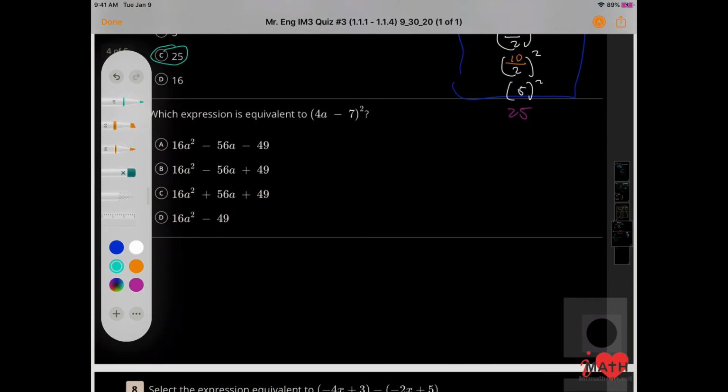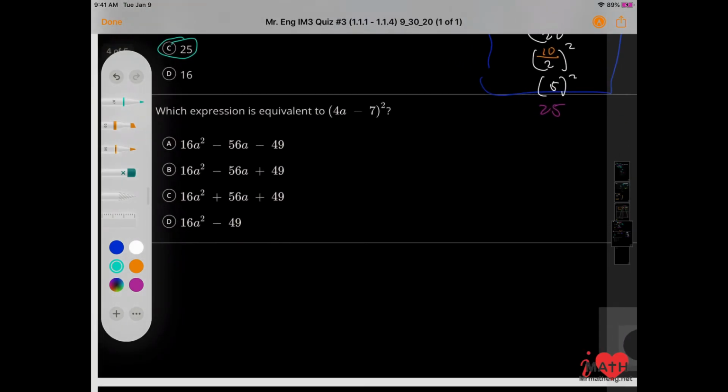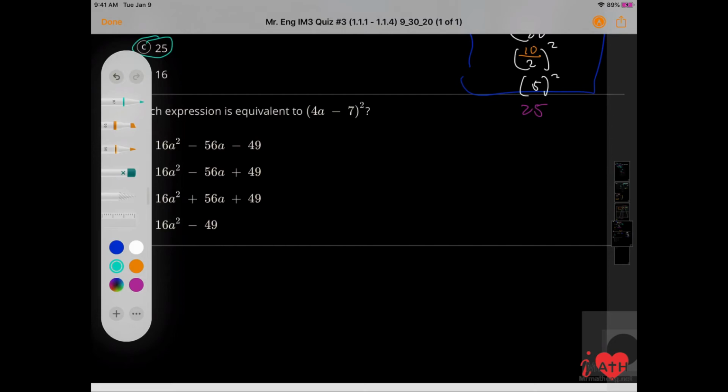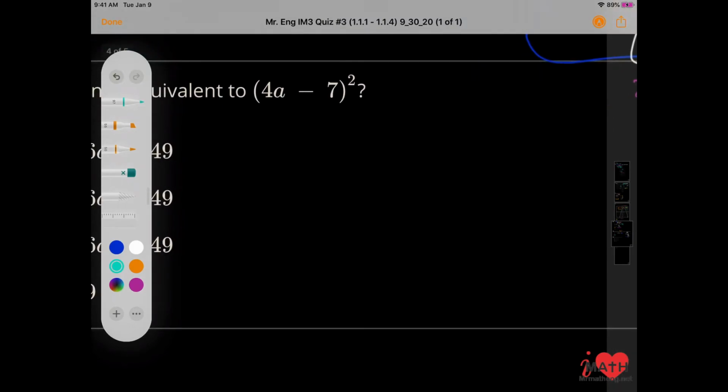Okay, some review questions here. Number 7, which expression is equivalent to 4a minus 7 quantity squared? Okay, I like to tell students this story: think of this as your pair of Jordan shoes, right? And this exponent out here tells you the quantity, like how many pairs of shoes are you checking out from the Nike store, right? So you have essentially 2 sets of these. So let's write that: 4a minus 7, 4a minus 7.